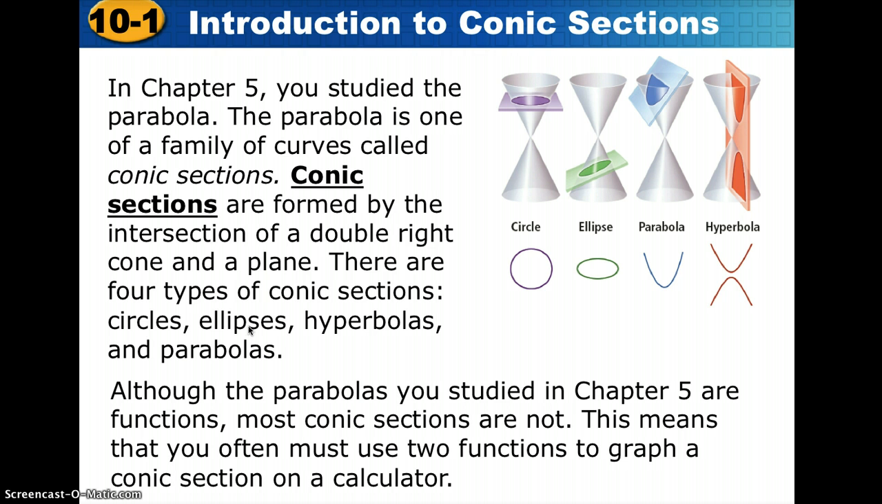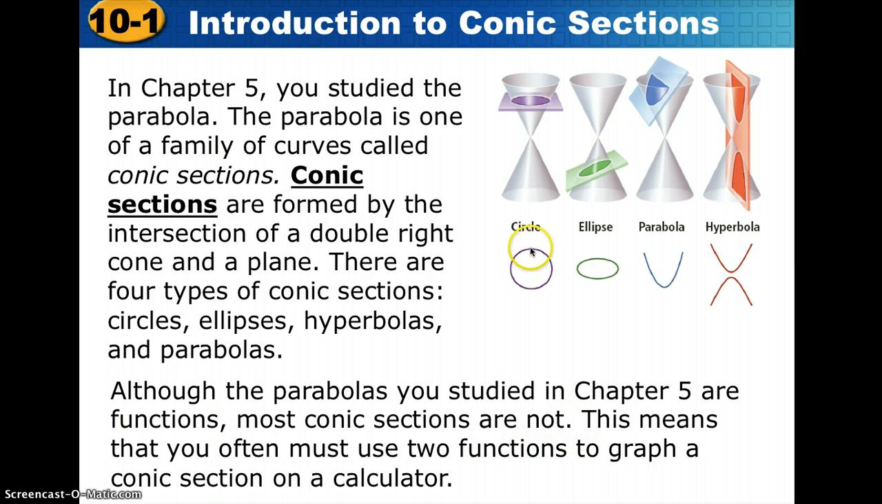What are conic sections? Well, they're sections of cones that are formed by the intersection of a double right cone and a plane. There are 4 types of conic sections: circles, ellipses, hyperbolas, and parabolas. Although the parabola we spent a lot of time studying in chapter 5, their functions, most conic sections are not functions. Think of a circle.